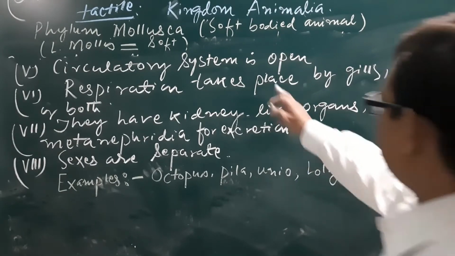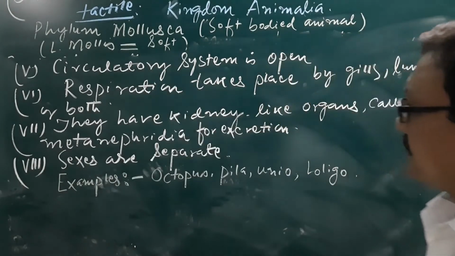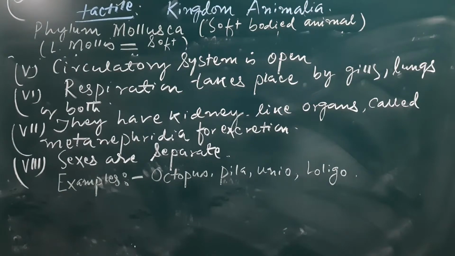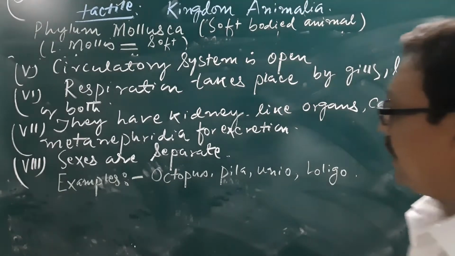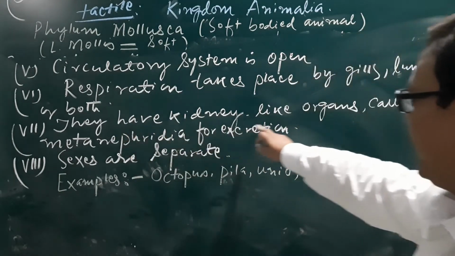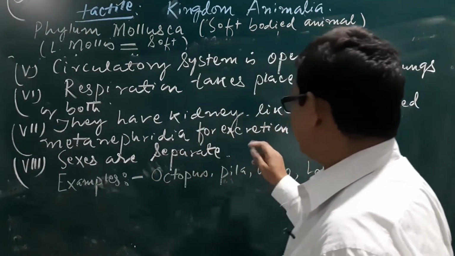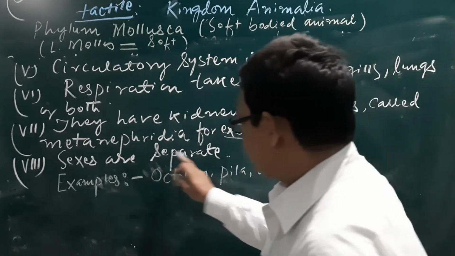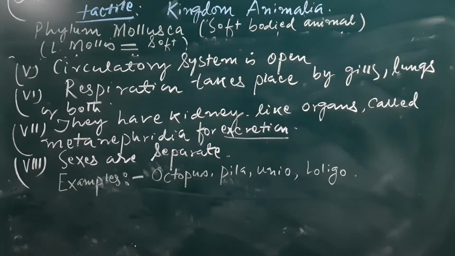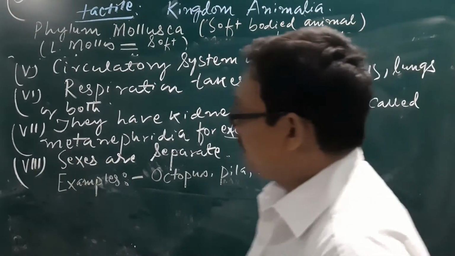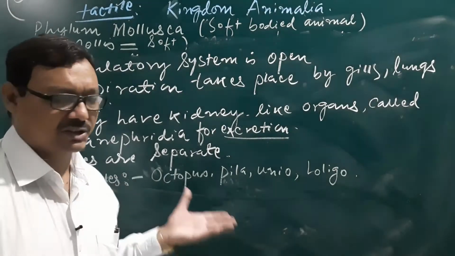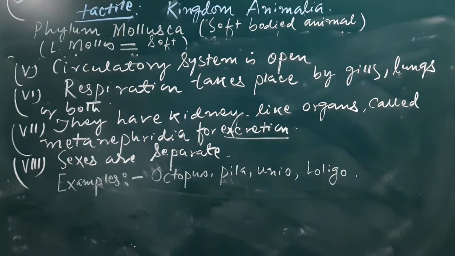Here you may see some more features: the circulatory system is open, and respiration takes place by gills or lungs or by both. They have kidney-like organs called metanephridia for excretion. Sexes are separate. Examples are octopus, pila, unio, loligo. So these are some special features related to the phylum Mollusca.